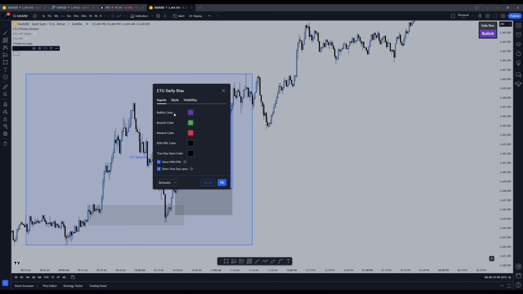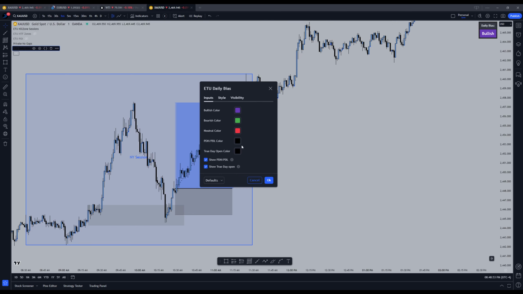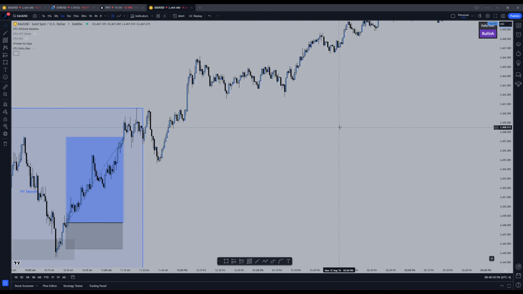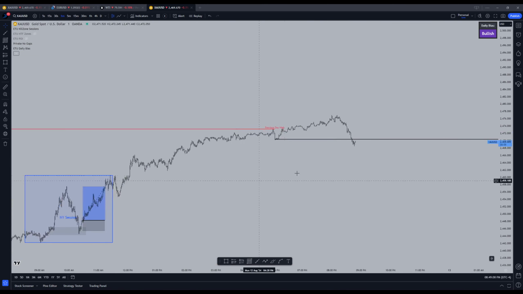You have 3 different modes of bias that it will give you. Bullish, you want to be just buying. Bearish, you want to be just selling or mainly selling. And then neutral, you can do both, no problem. It will likely be a range day. Previous day low, previous day high color. This is just the color of the line tool that automatically draws the previous day low, previous day high.